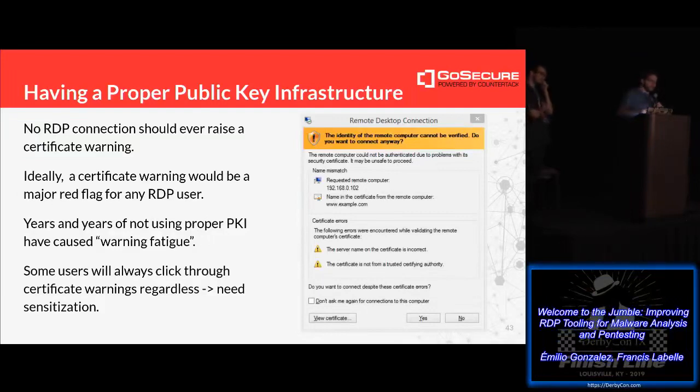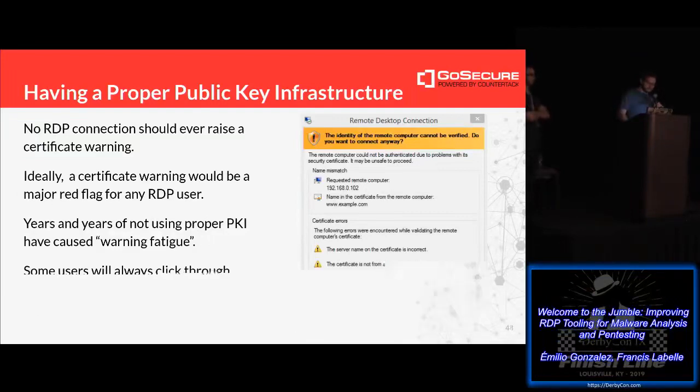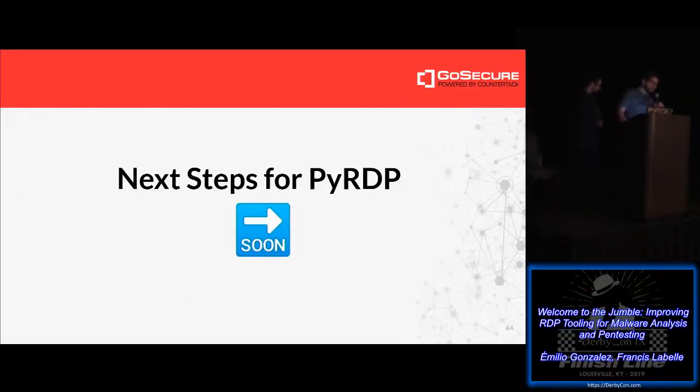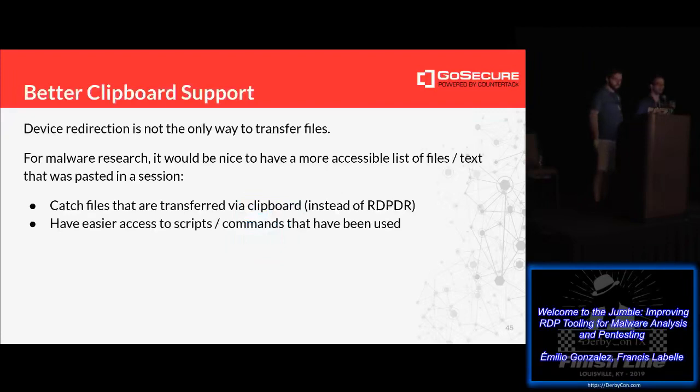Hopefully with a proper PKI, you can sort of remove this desensitization away. Of course, some users are always going to click through warnings no matter what. So I think you should probably do some sensitization to try to minimize the proportion of users that actually click through these errors. So now I'll let Emilio finish with the next steps for PyRDP.